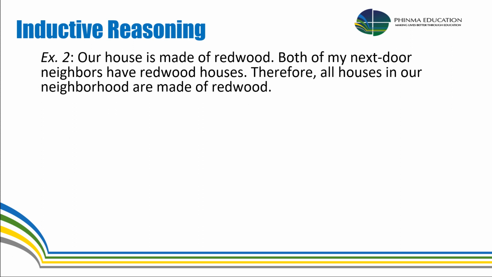Another example: our house is made of redwood. Both of my next door neighbors have redwood houses. Therefore, all houses in our neighborhood are made of redwood. By observing the given example, the statement our house is made of redwood is a specific statement. And both of my next door neighbors have redwood houses is our observation, and our conclusion would be therefore all houses in our neighborhood are made of redwood.